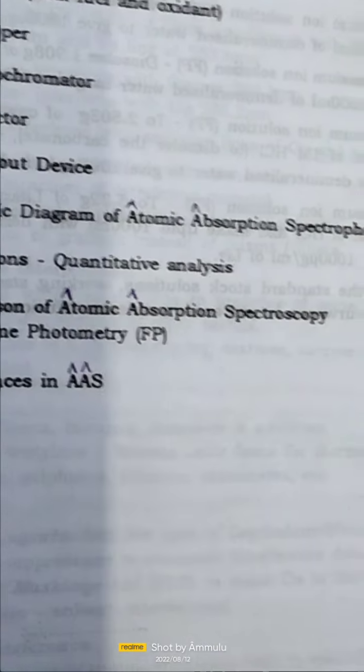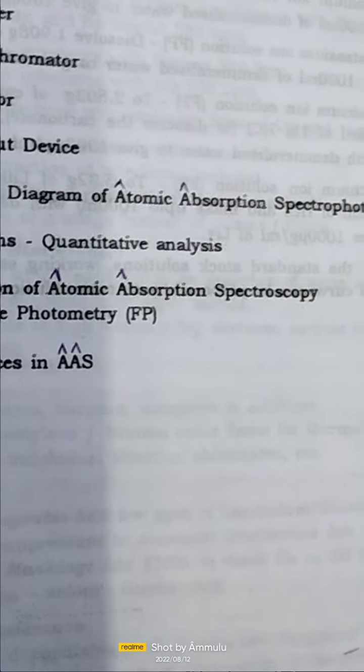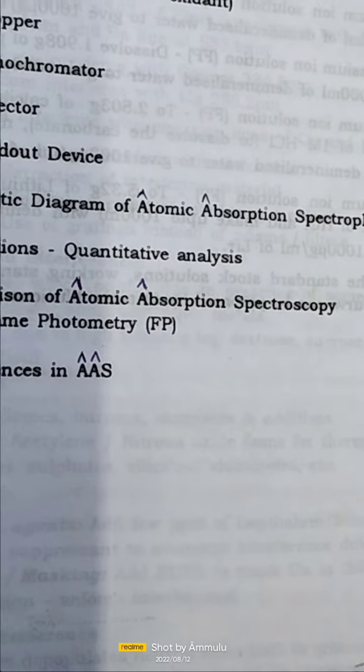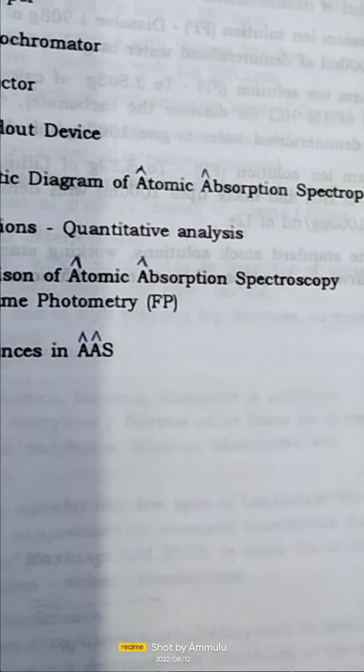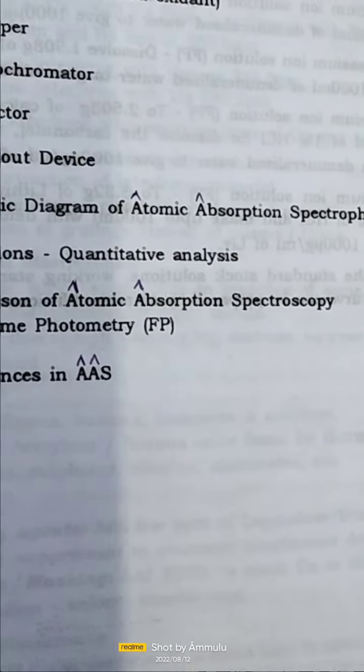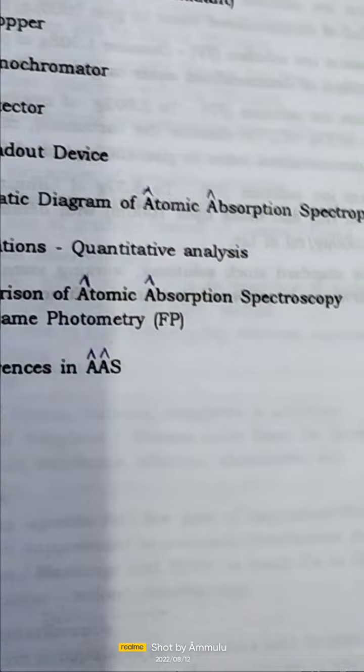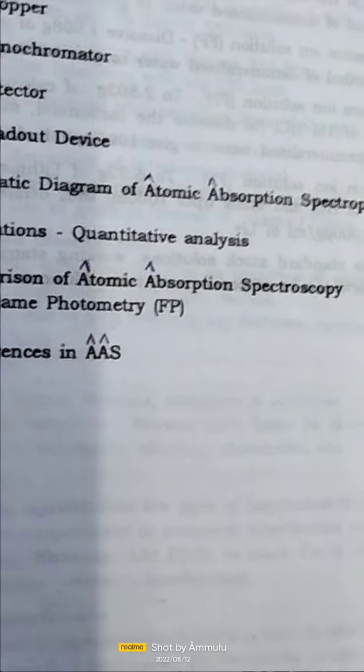using a burner like a flame photometer, and the specific wavelength of radiation is generated by using a hollow cathode lamp, HCL, shortly we can call it. For determination of every element, a separate hollow cathode lamp is required.